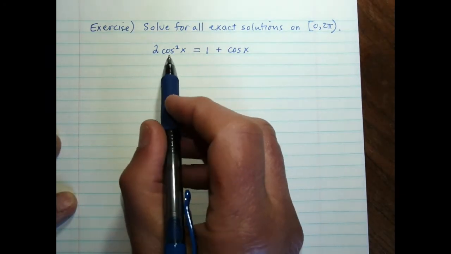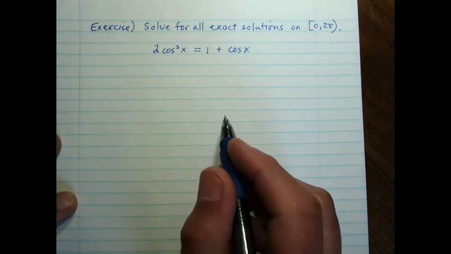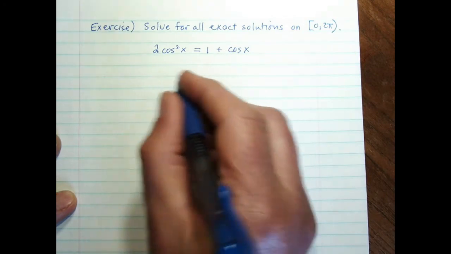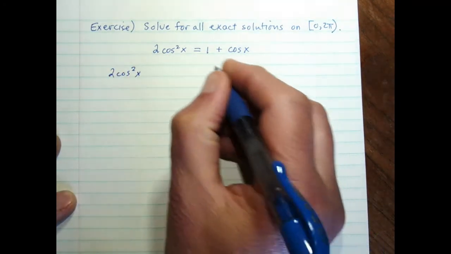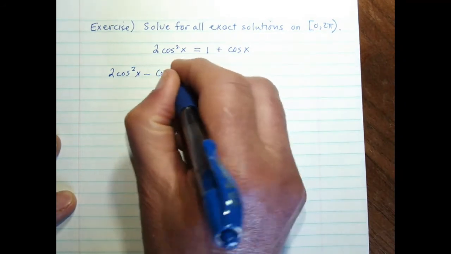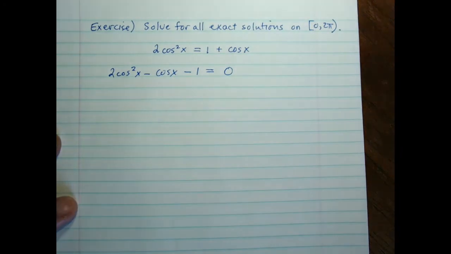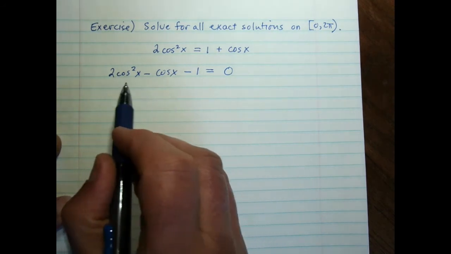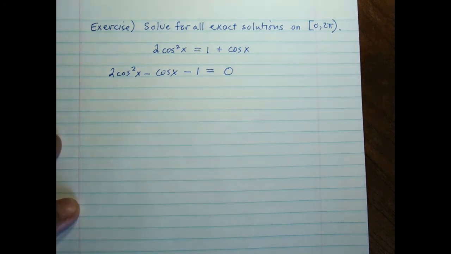What I'm going to do here is kind of similar to what we did in the previous problem. I am going to get one side of this equation equal to 0. So I'm going to rewrite this as 2 cosine squared x minus cosine x minus 1 equals 0. So I get all those terms on one side. And then the technique we can apply here is we actually can factor this left-hand side, just like a quadratic.